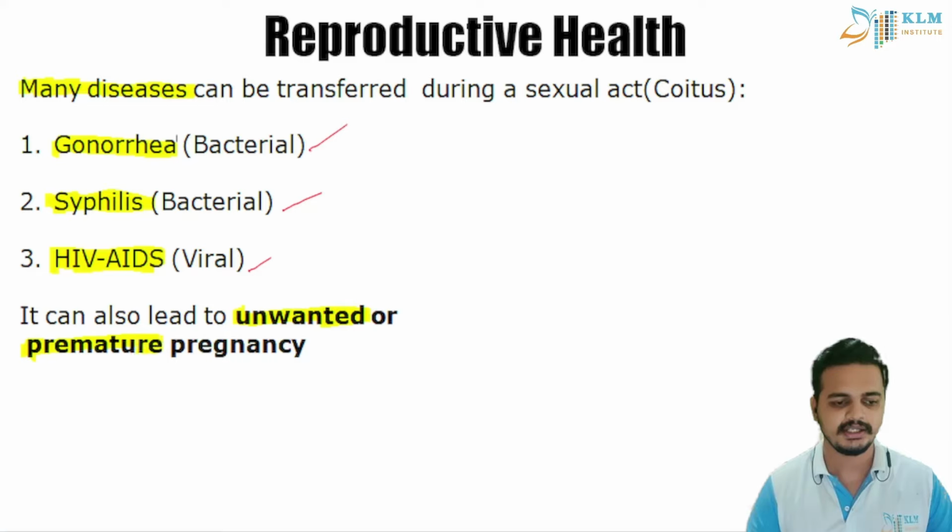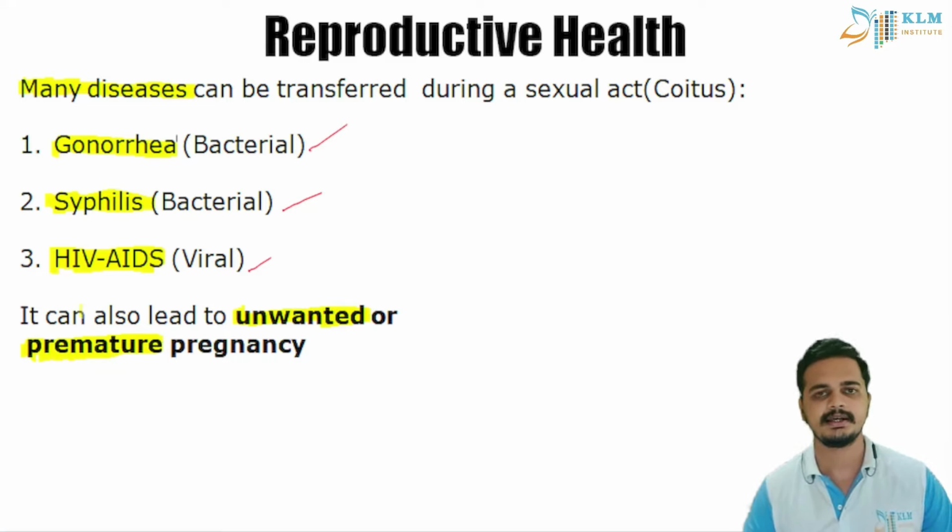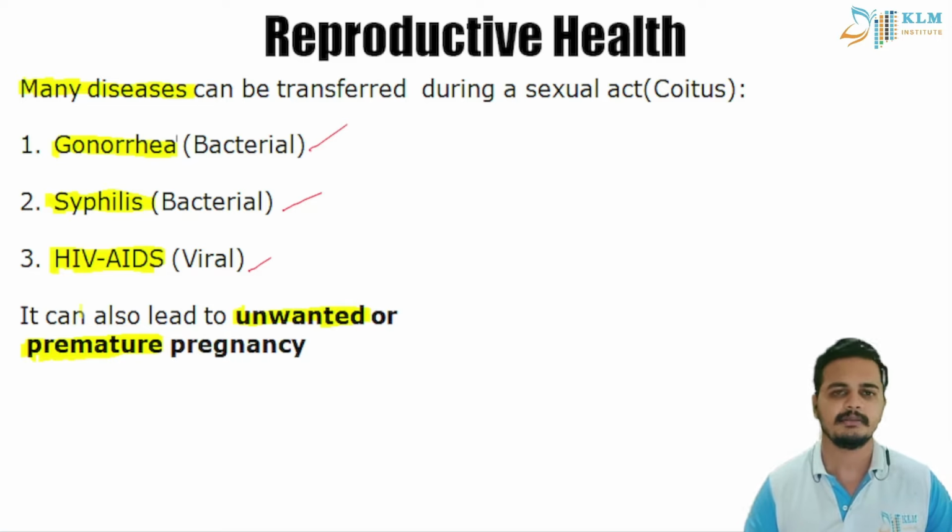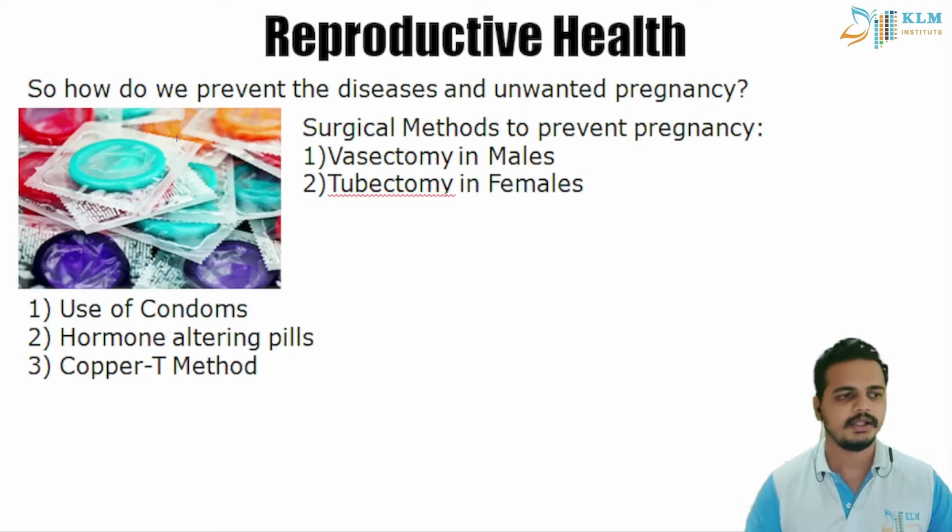During the teenage years, it is not just required that your body is ready to bear a baby, but your mental ability should be mature enough, not just the body maturity. The mental maturity is also required to produce a baby. So let's see how we prevent such diseases and also premature or unwanted pregnancy.